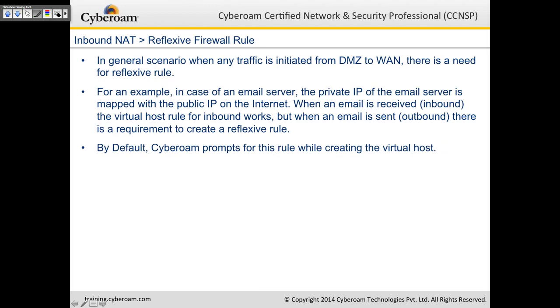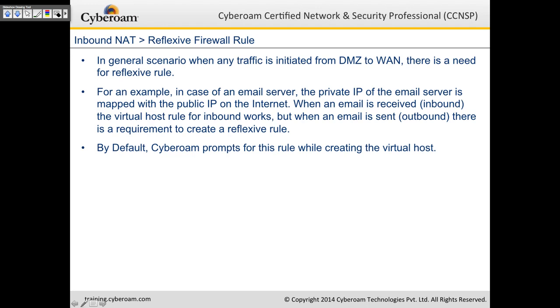You remember in my last diagram I was talking about reflexive, wherein the server needs to go outside with the same external mapped IP address from the pool, not the normal default masquerade policy. So that's when you need to create a reflexive firewall rule. In a general scenario, when any traffic is initiated from DMZ to WAN, there's a need for the reflexive rule, and you don't want it to be routed with the masquerade NAT policy.